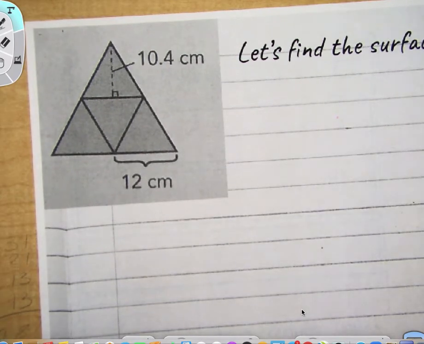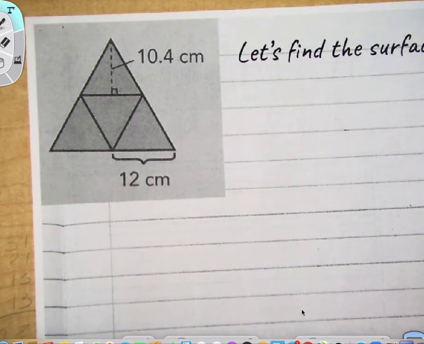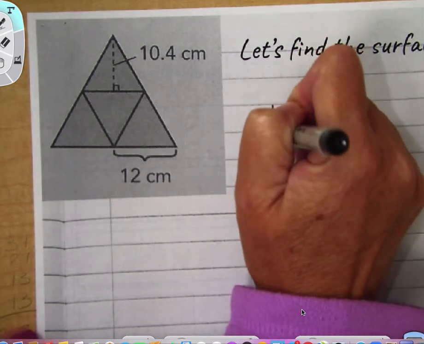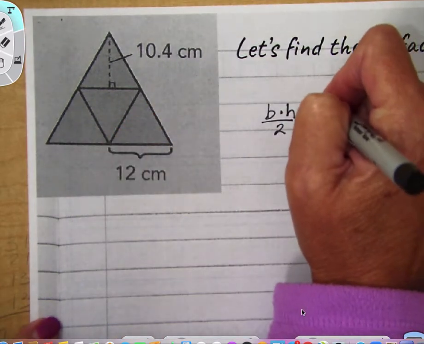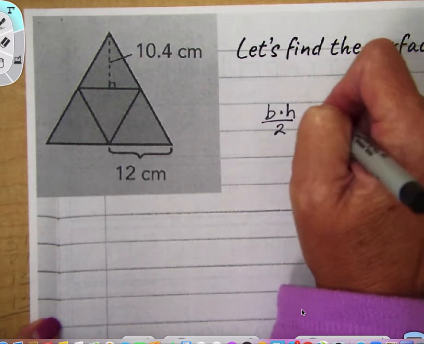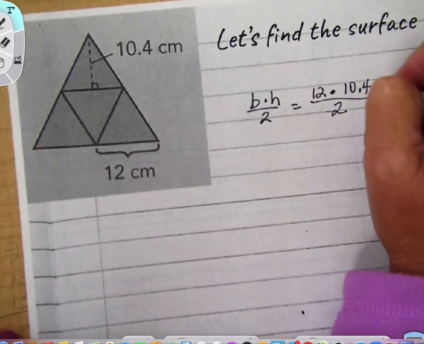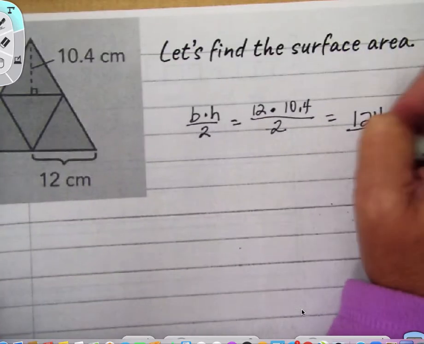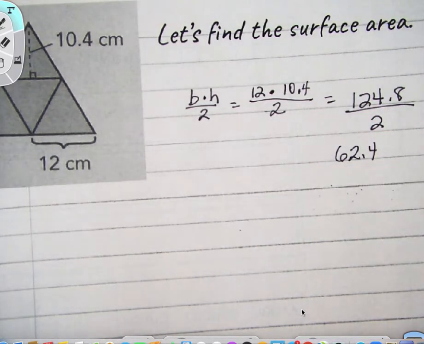This one's a little different. Okay? This time you have 4. All 4 are the same. So you have base times height divided by 2. What is my base this time? My base is 12. Times 10.4, all divided by 2. So 12 times 10.4 equals 124.8 divided by 2 is 62.4.